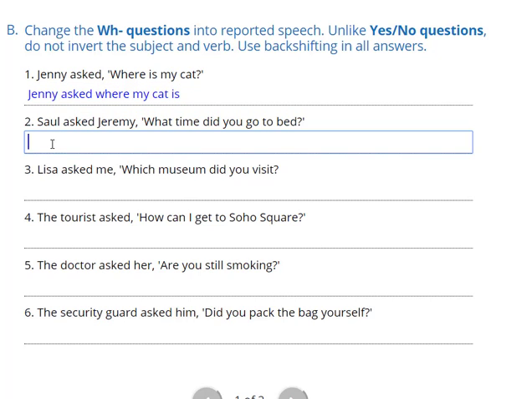Saul asked Jeremy, "What time did you go to bed?" So how do we do this one? So Saul asked Jeremy, "What time I went to bed?" See how we did that? Because remember, it's you and I, and now it's not go, it's went. We're going to the past tense.